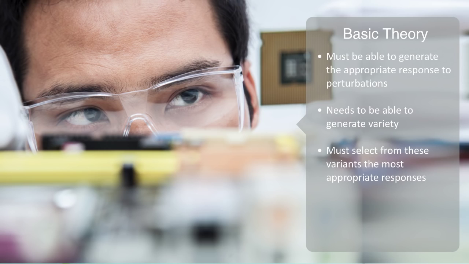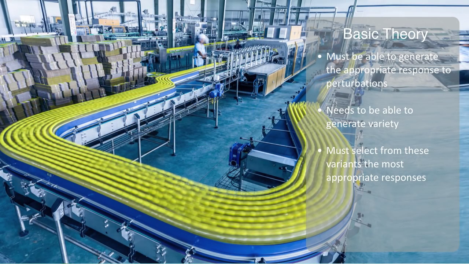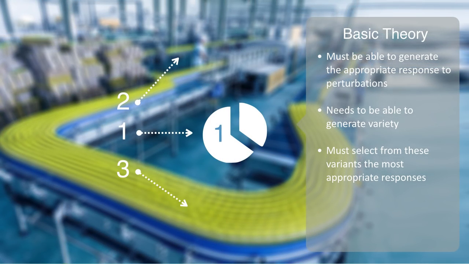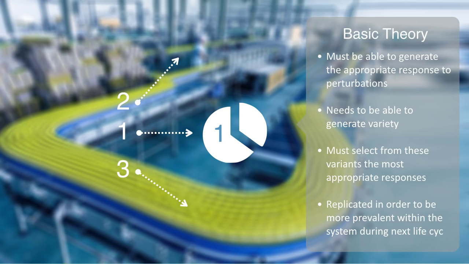Lastly, these variants that have proven most appropriate for responding to changes within that particular environment will then be selected for replication in order to be more prevalent within the system during its next life cycle, thus achieving the ultimate goal of altering the entire system to make it better suited to that environment.